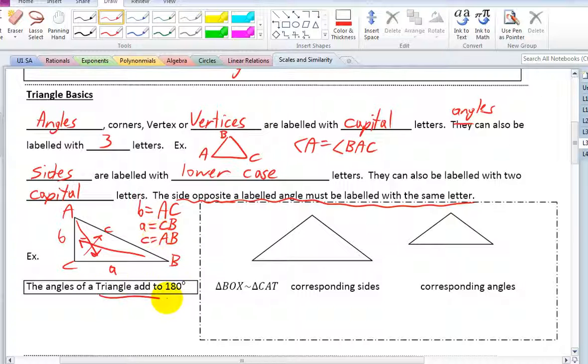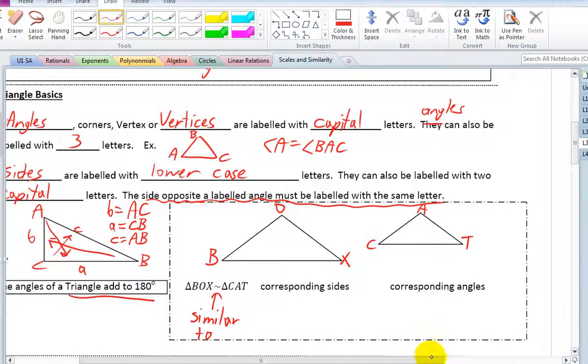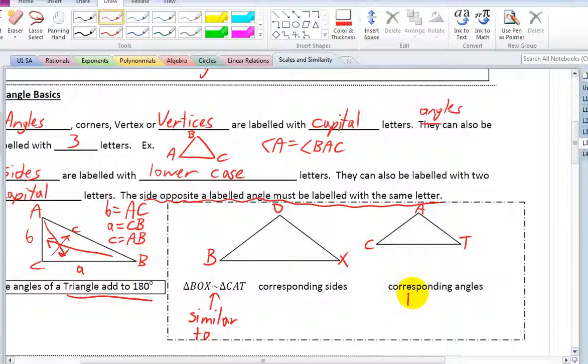Okay, don't forget triangles add up to 180 degrees. Sometimes we use that in this unit as well. We also have to know which sides correspond. We have triangle BOX, similar to, this little symbol means similar to, triangle CAT. Let's first talk about corresponding angles. We can say that angle B equals angle C. Why? Because they're the first letters in both names. Corresponding angles must line up.